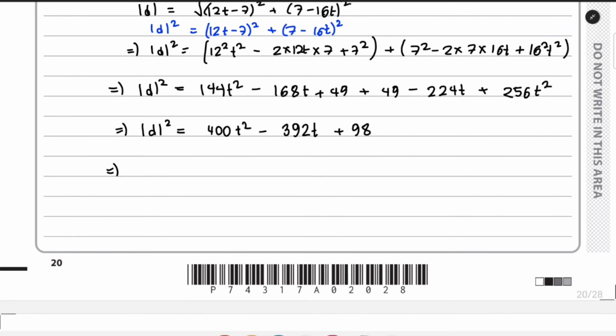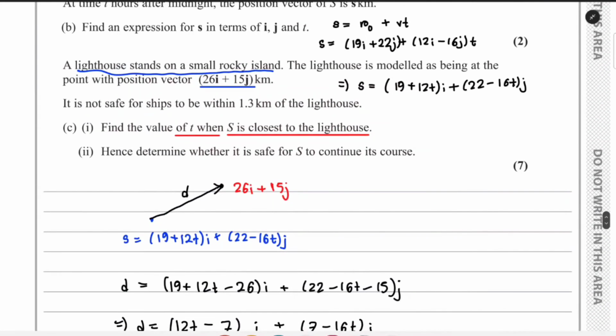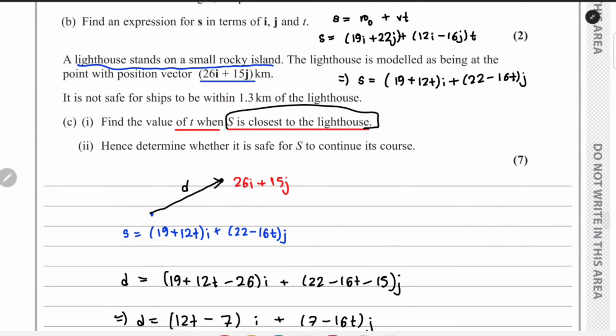If you don't like to complete the squares, you can differentiate this. If we differentiate this term and set it to 0, we'll get 2 into 400t minus 392 equals 0, so t will be 392 by 800, so 0.49. This might be more convenient for you. In this method, if we find this t, this is the answer. So the value of t when S is closest to the lighthouse is 0.49.